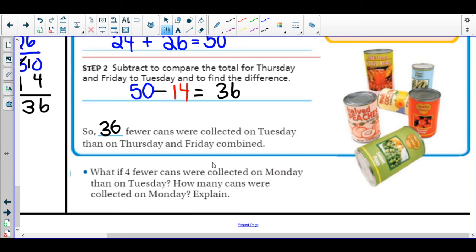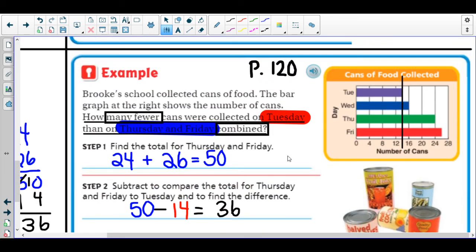If 4 fewer cans were collected on Monday than on Tuesday, how many cans were collected on Monday? So if 4 fewer cans were collected on Monday than on Tuesday, 4 fewer. Well, it doesn't have Monday here. All right, here's where Monday would be. But we know that it's going to be 4 fewer.